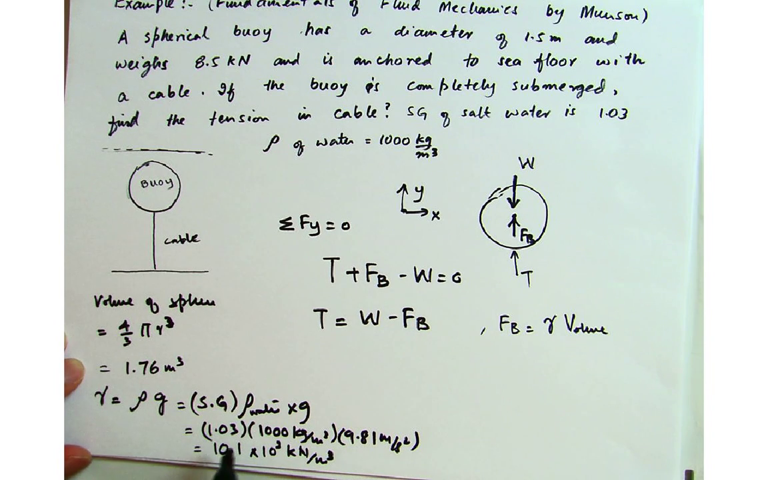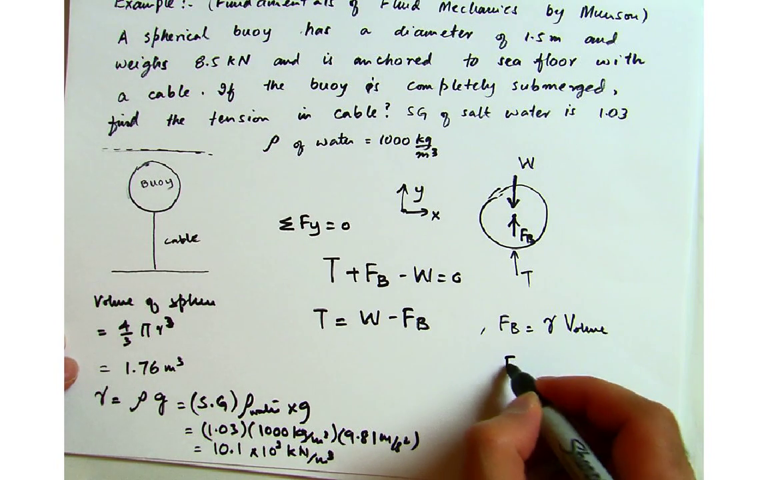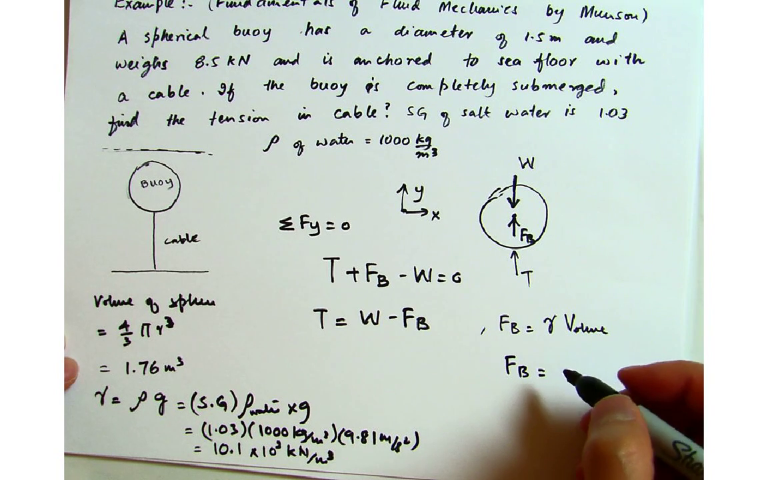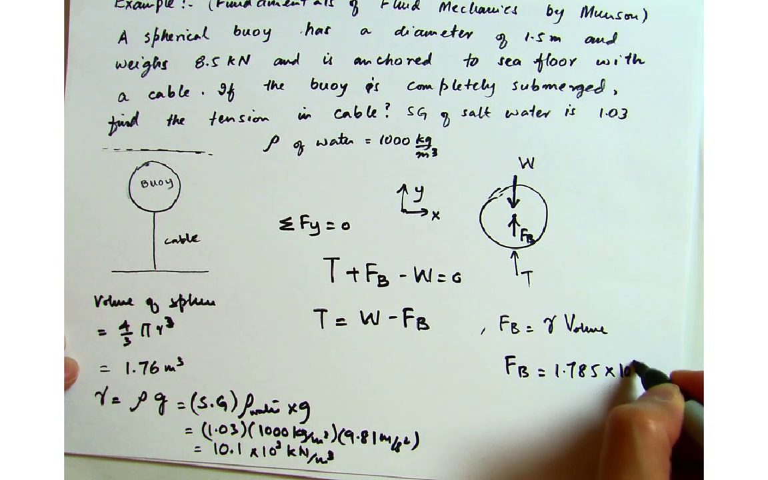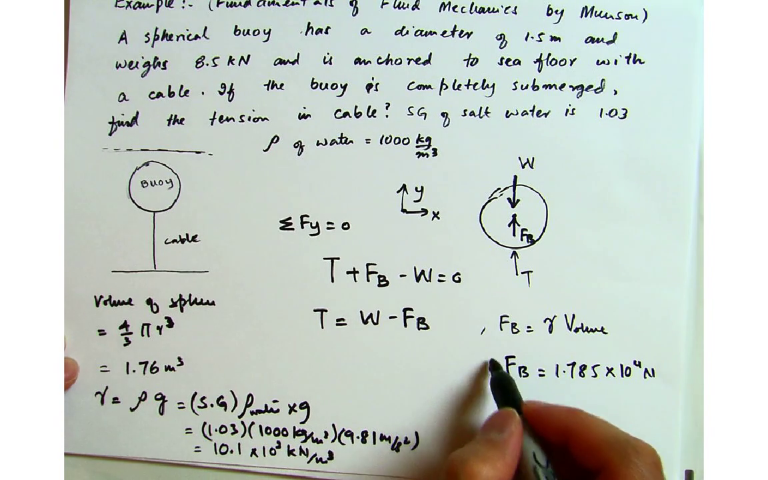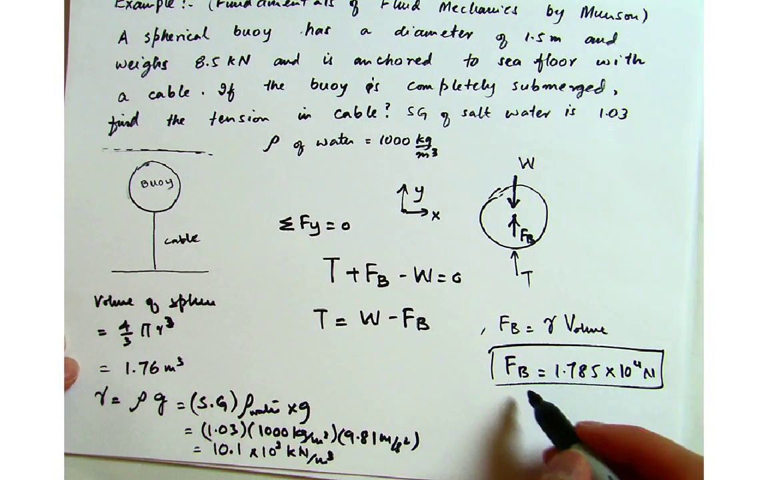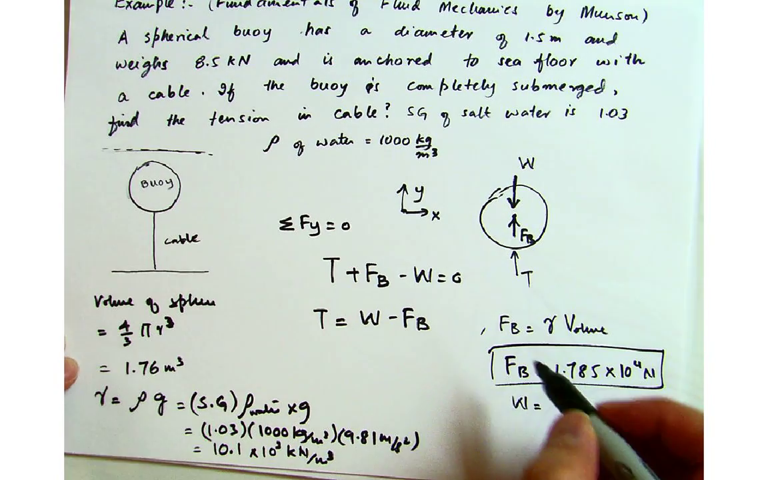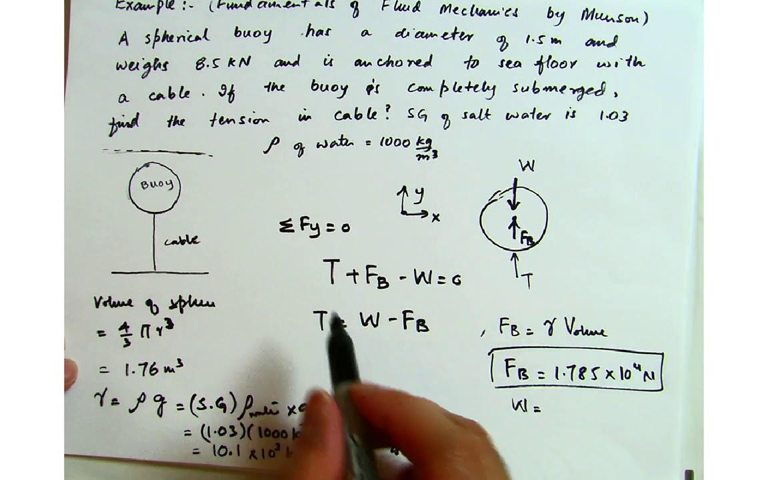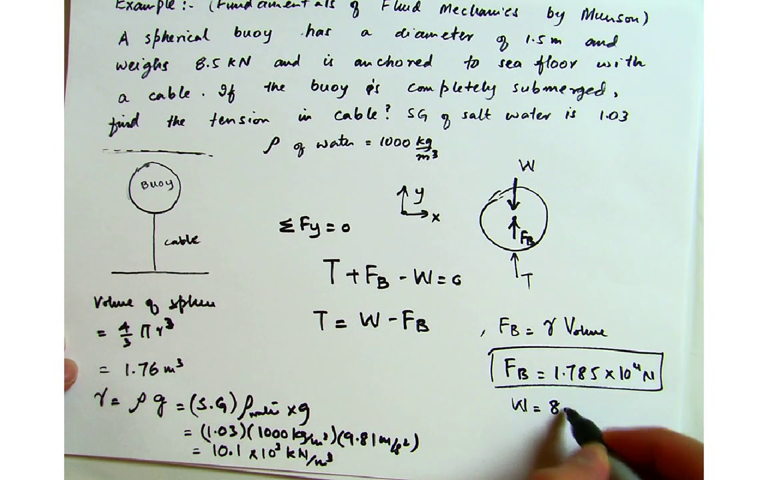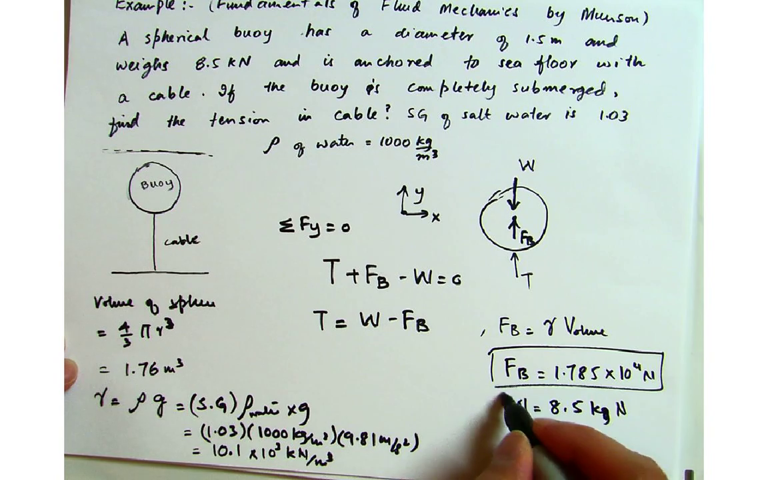So we have the volume and the specific weight, and this gives us the buoyant force of 1.785 times 10 raised to the power 4 newtons. So we have the buoyant force. The weight of this object was given to us in the problem statement, which was 8.5 kilonewtons.